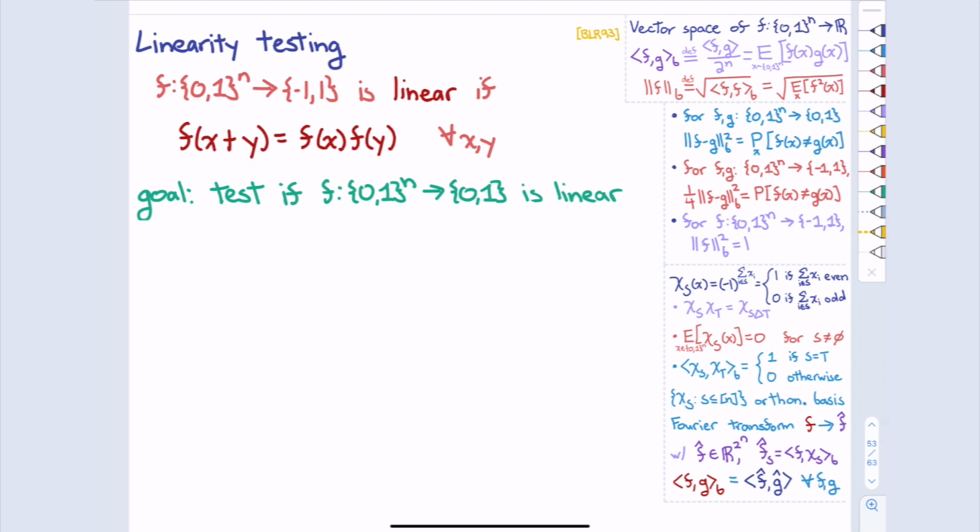Our goal is to test if f is linear in some approximate way. So if f is really not linear, let's say for half of the x's and y's it screws up, we should be able to figure that out. That's the way we should think about it.